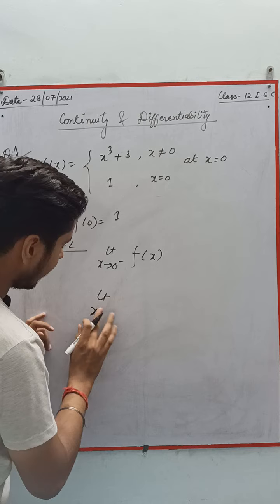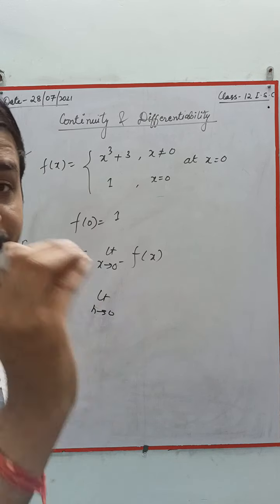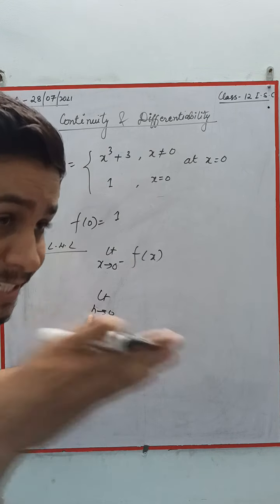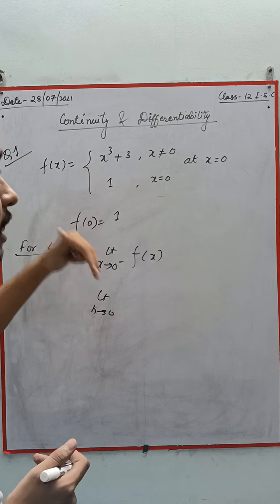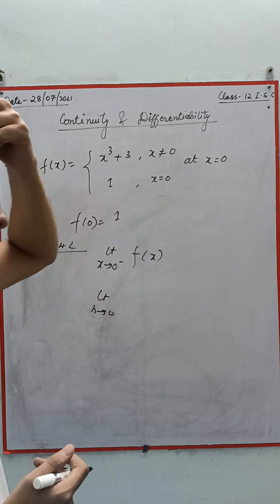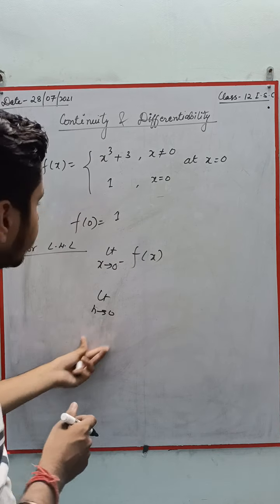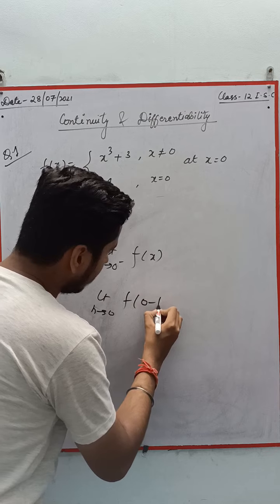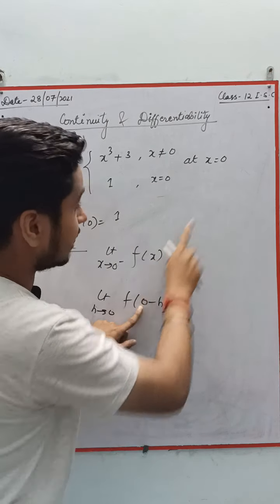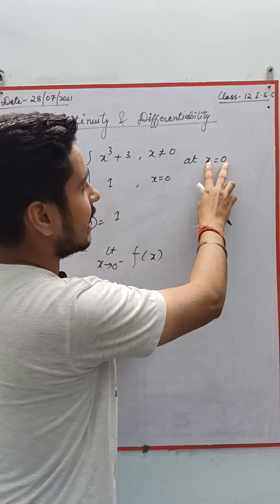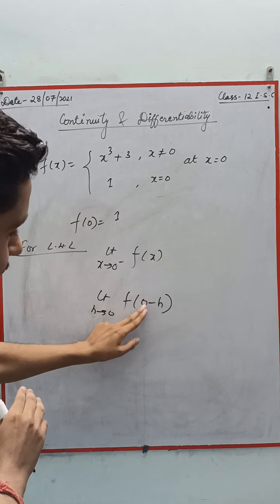As I said, we will use the h method. For LHL it will be limit h tending to 0, taking a very negligible value of h which tends to 0, which should not affect or disturb the value of the function. That is why we are taking its limiting value. So f(0 minus h). If the question were at x equal to 1, I would be writing 1 minus h. So for LHL it is 0 minus h.